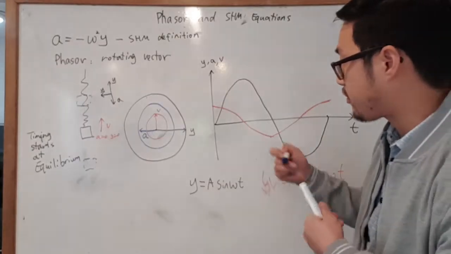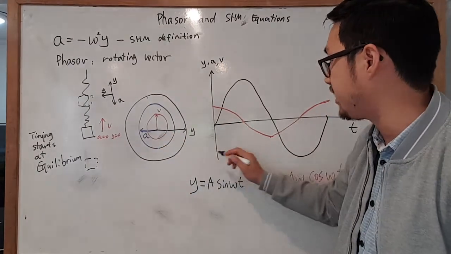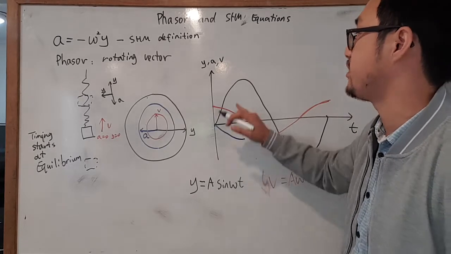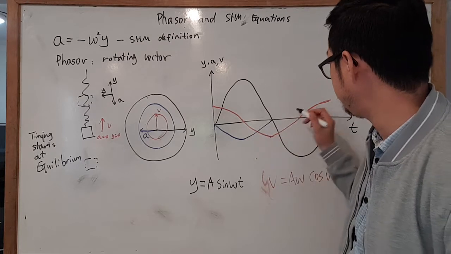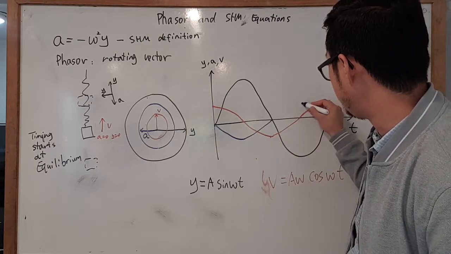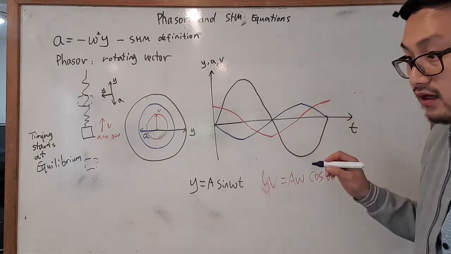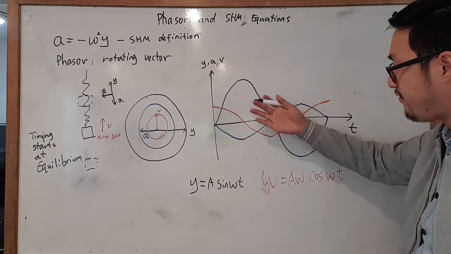And then the last one is acceleration. Say acceleration right now is at 0, right? And acceleration starts to go negative, and it's going to reach its negative peak over here because this acceleration is going to be opposite to y. Then it's going to come back up and come down here. So what is acceleration? This is also a sine graph, but it's negative.